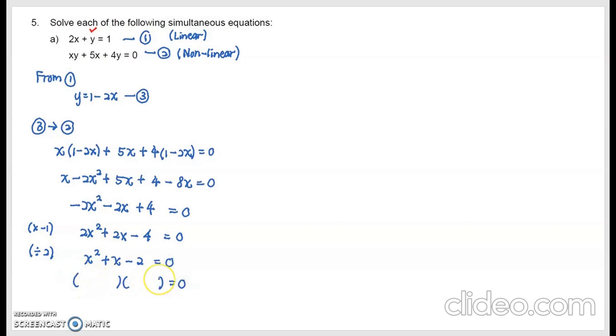Again, you can use your calculator where a is 1, b is 1, c is negative 2. So x1 is 1, so x minus 1. x2 is negative 2, so x plus 2. Let x minus 1 is equal to 0, x is positive 1. The first answer. Or x plus 2 is equal to 0, x is equal to negative 2. Here is the second answer.